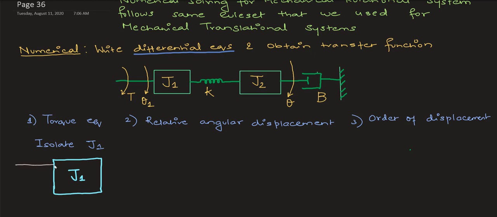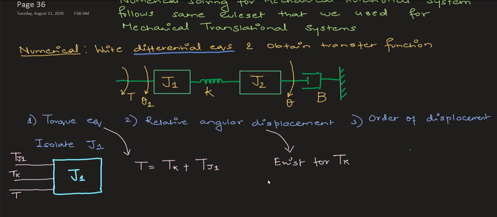So here I am going to isolate my J1. What I'm going to do is isolate J1, J2, obtain the torque equations, and then write the differential representation, convert them to Laplace representation, group the terms of theta 1 and theta of S, and finally we can take the transfer function ratio. Good. So we are going to follow the same steps.